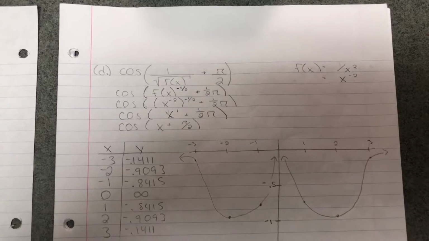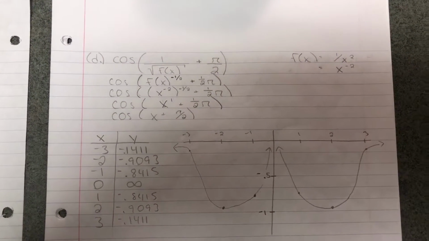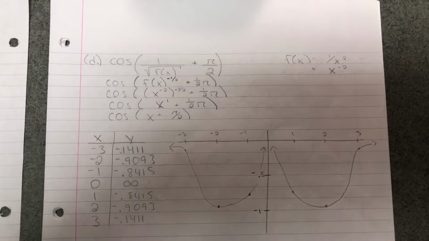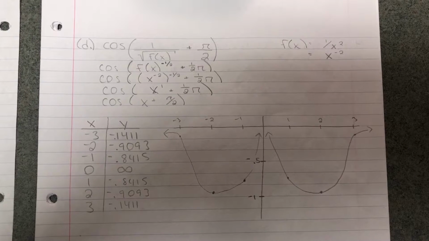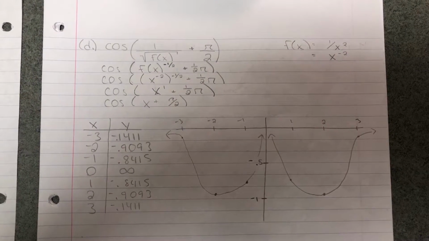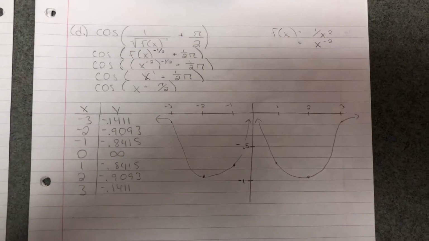For D, the equation given is cosine of 1 over the square root of f of x plus pi over 2. You can simplify the equation when you plug in f of x and then solve to find the graph.